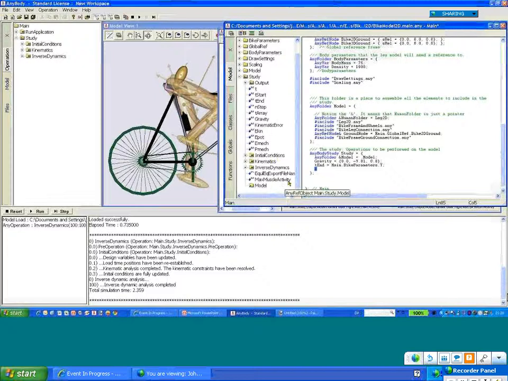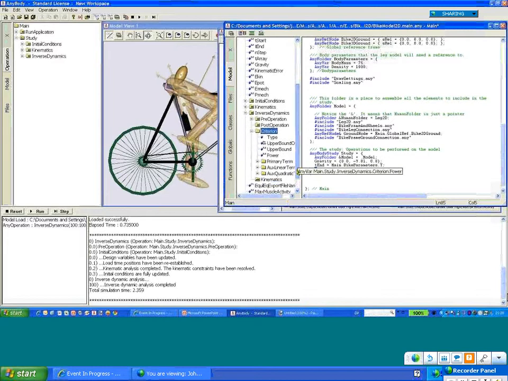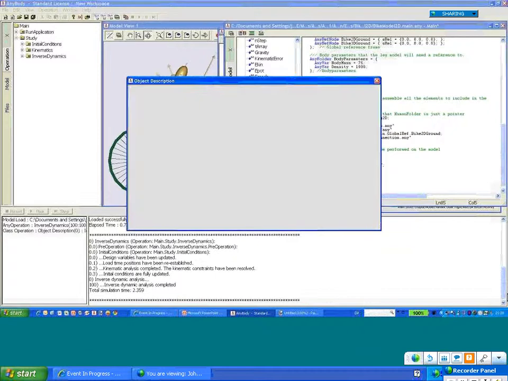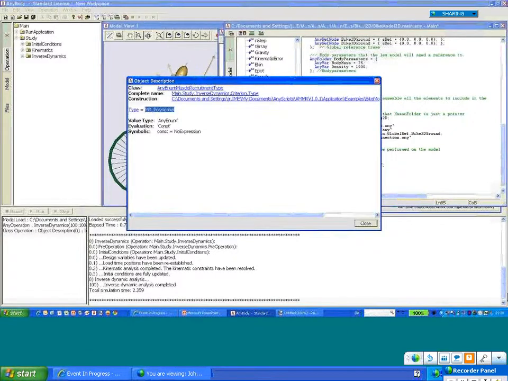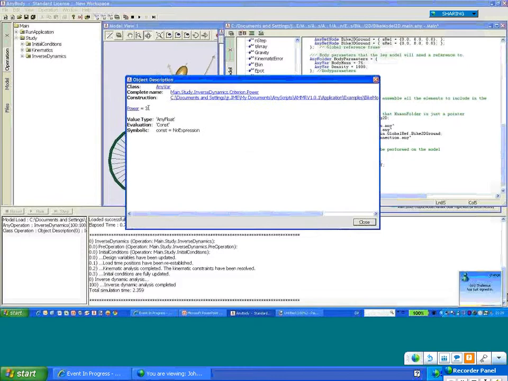The study section has a section that is about inverse dynamics. And if I open that up, I can find inside the inverse dynamics a section about the criterion. The criterion I can also open up, and the criterion in this case has a type. If I double click that, I can see what it is. So you see the type now is MR polynomial. It means that it's a standard polynomial. And if I click the power, you can see that the power is set to 3. So right now the polynomial is actually a recruitment function, a polynomial recruitment function with power 3.